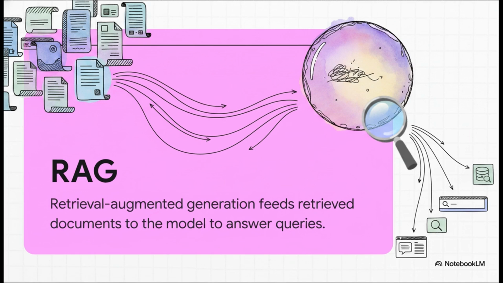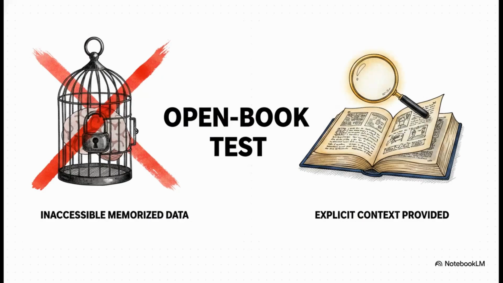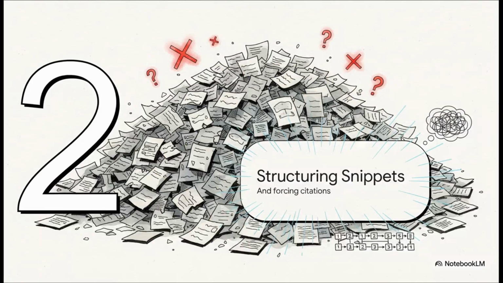Think of it like giving the AI an open book test. The model is absolutely not supposed to use what it memorized during its training. It's supposed to look exclusively at the pages right in front of it. But here's the catch. Your job is to make sure those pages are clearly labeled, organized, and come with strictly defined rules. Because without that, the model just kind of does whatever it wants.